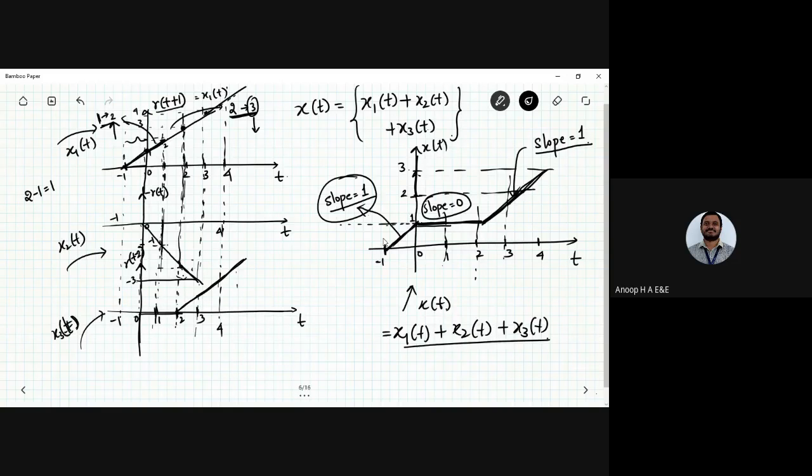Next. Now, let me drop down to minus r of t. Let me come to minus r of t. What is the value at t is equal to 2?